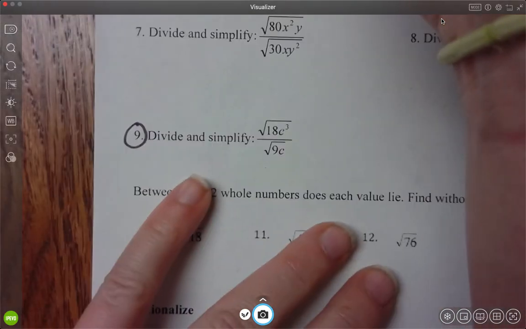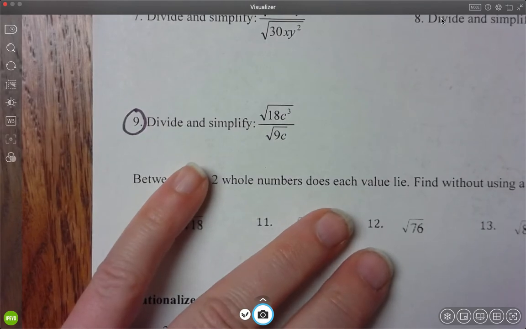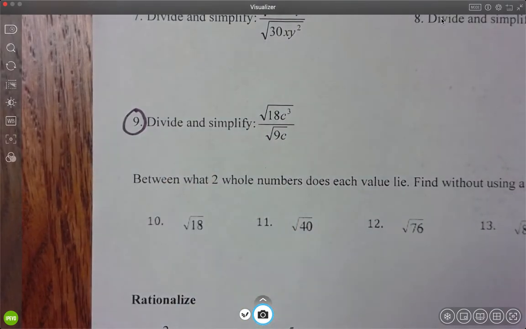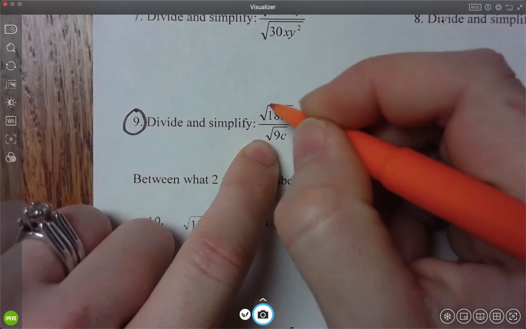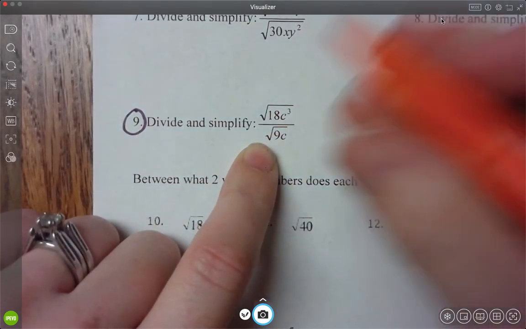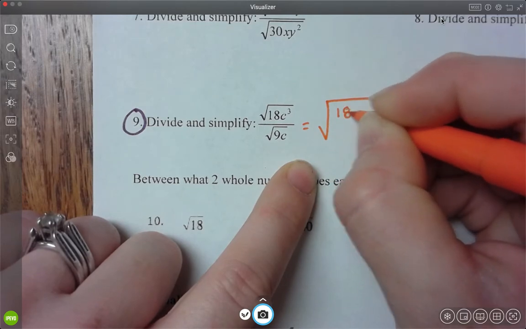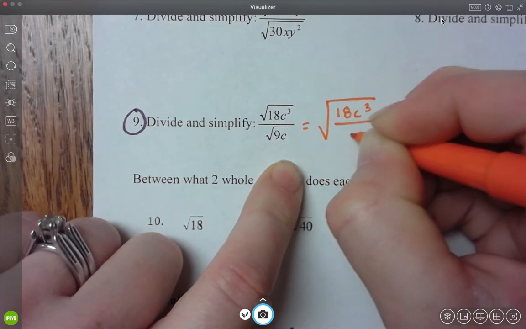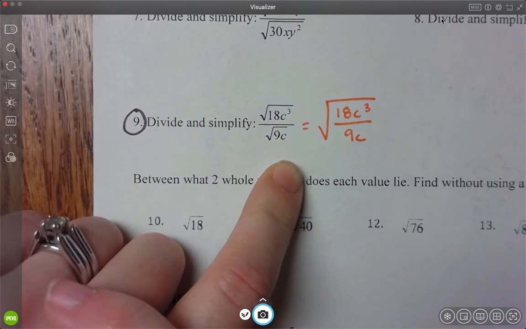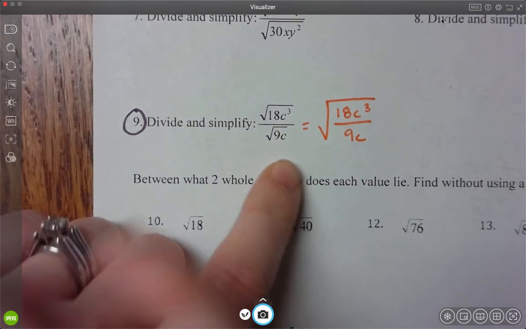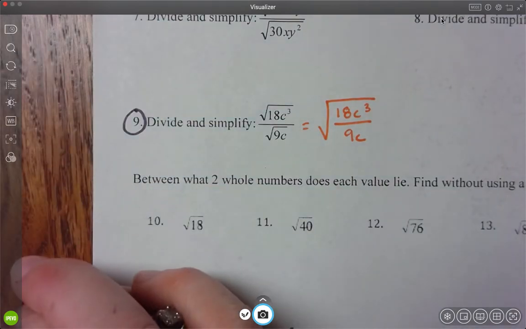All right, last one is number 9. I want us to divide. Okay, so when they have two radicals, one on the top and one on the bottom, what I can do is I can put them all underneath of one roof, like this. And I can simplify him, and then I can just break down and do whatever, okay?